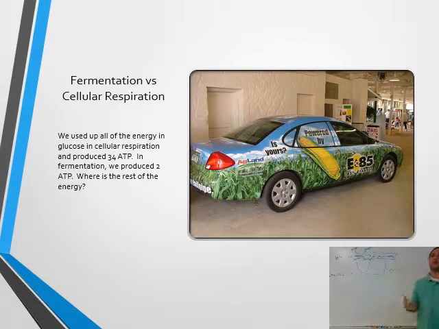Fermentation produces 30 to 34 ATP. And actually, this is usually something I put on the exam. Cellular respiration produces 30 to 34 ATP. Fermentation produces 2. So where's the rest of the energy?